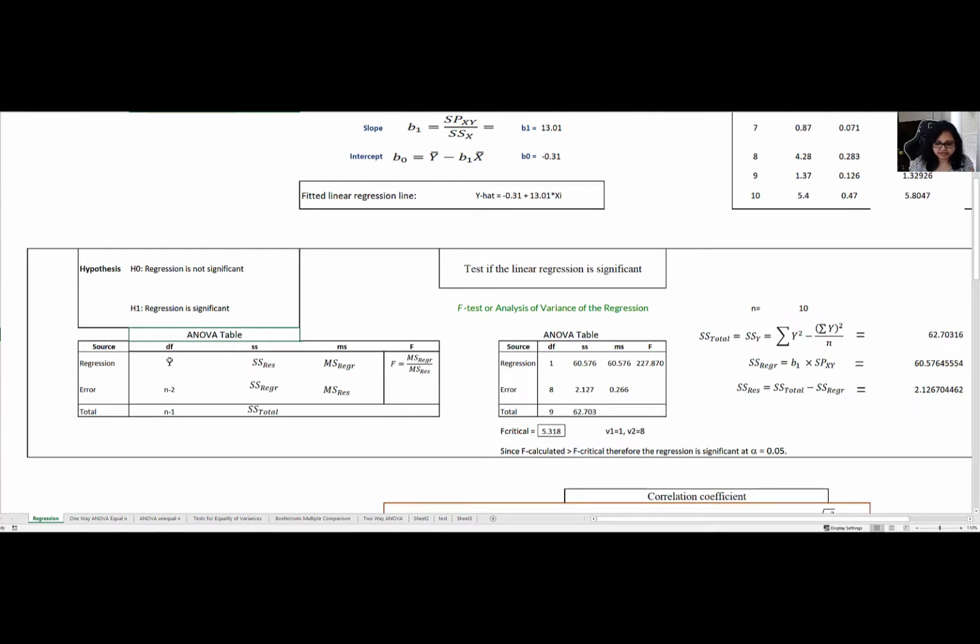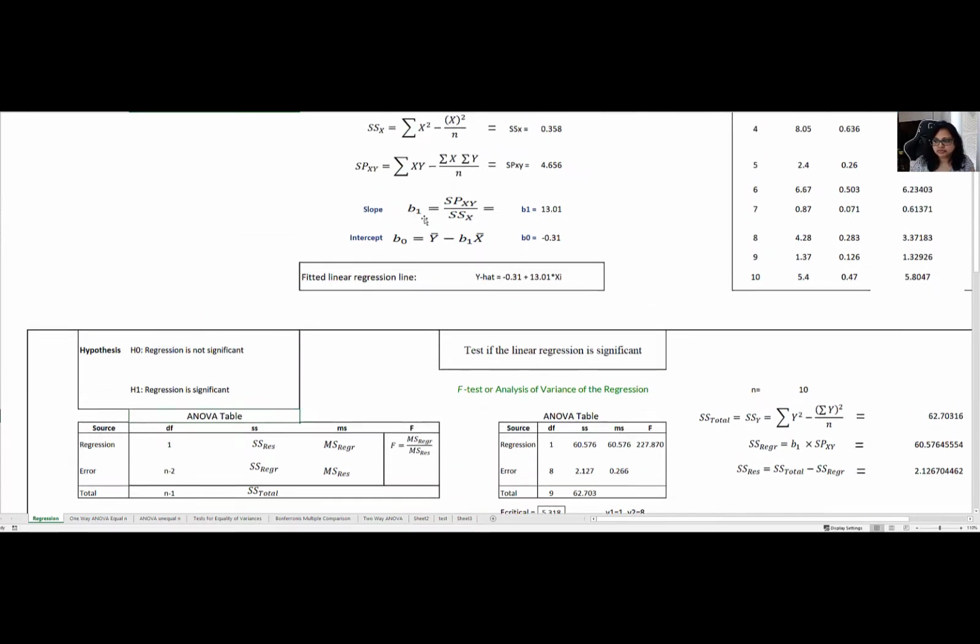For regression, since we have only one independent variable, and we have two items in the regression line, the slope and intercept, that's why we have 2 minus 1. 1 is the degrees of freedom for the regression. And the error degrees of freedom is the sample size minus 2. We have sample size 10, and then you have to use sample size minus 2.